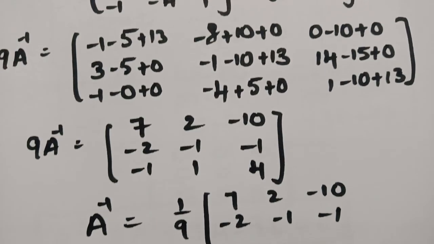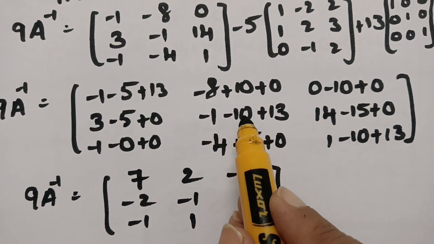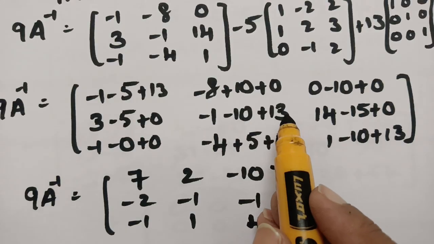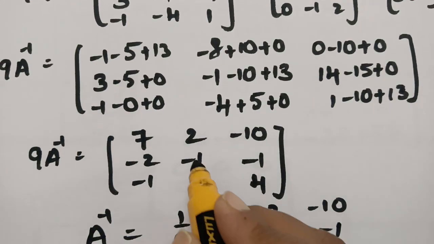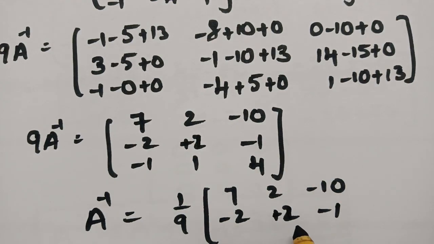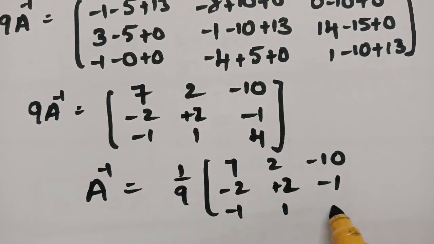and plus 1. See here there is a mistake. See, if you observe, this is minus 11 plus 13. The value here is 13 minus 11. The value here is plus 2. So this value is going to become plus 2. So this is minus 2 plus 2 minus 1 and this is minus 1, 1 and 4.